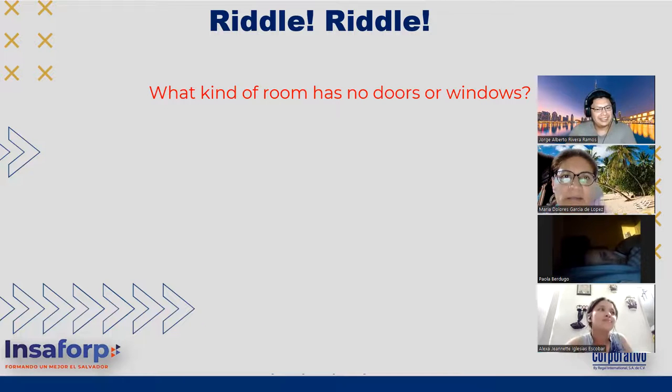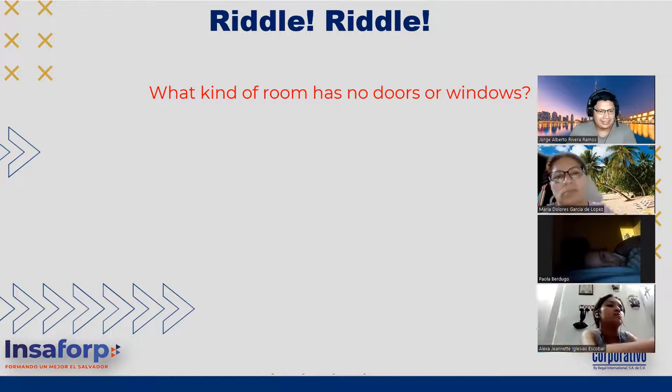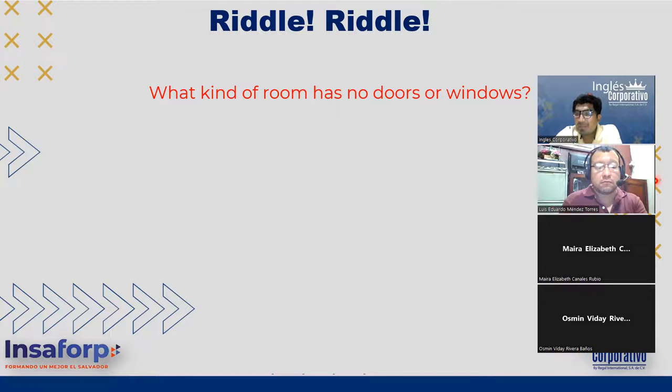So, let's see. What kind of room has no doors or windows? What kind of room has no doors or windows? Esta está más sencilla. Esta creo que sí podemos tener alguna que otra opinión, ¿verdad? What kind of room has no doors or windows? ¿Qué clase de cuarto? Sí, si lo vamos a entender así. En español, claro, si lo vamos a traducir, nos confunde un poco, pero igual. ¿Qué clase de cuarto no tiene puertas ni ventanas? What kind of room has no doors or windows?